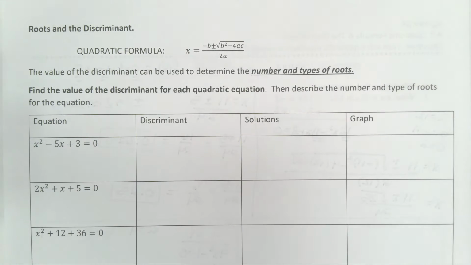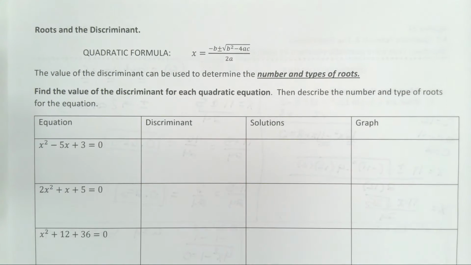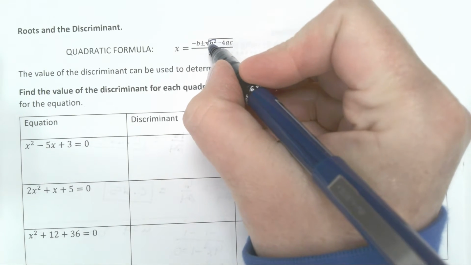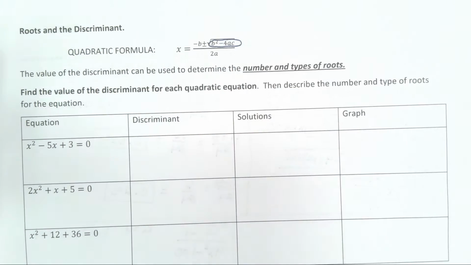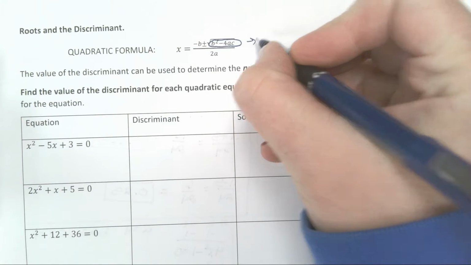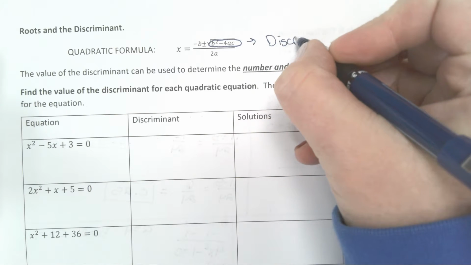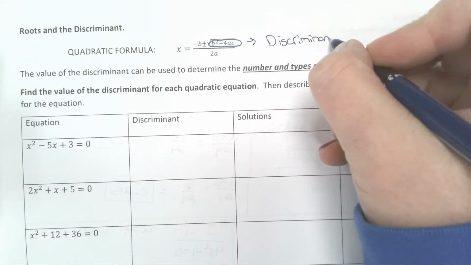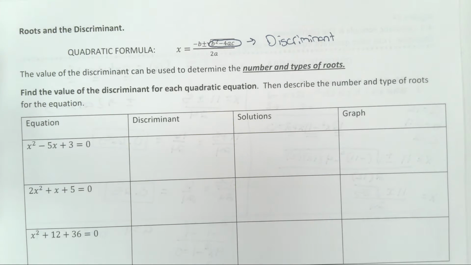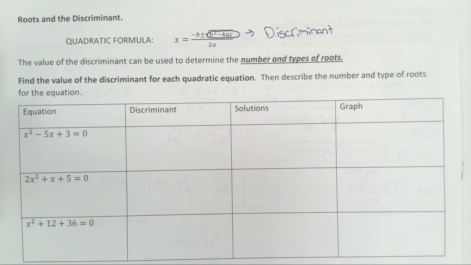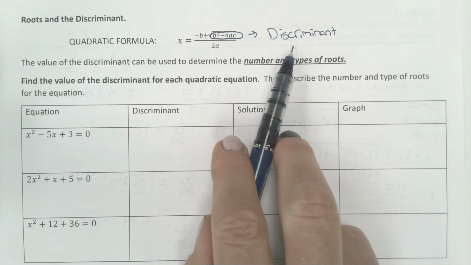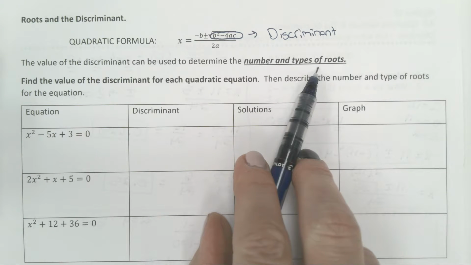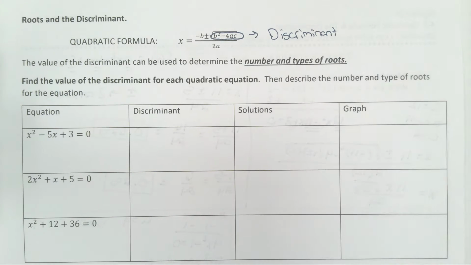All right, Algebra 2. I'm going to teach you what the discriminant is and what it can tell you about your answers and the graph. So here we have the quadratic formula. The b squared minus 4ac, the stuff under the radical, is called the discriminant. It is just the b squared minus 4ac part of it. The discriminant will tell you the number and types of roots.